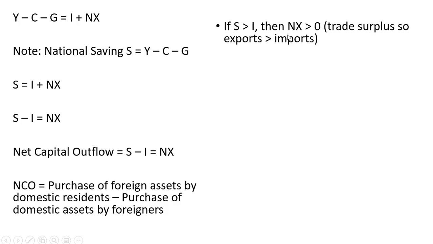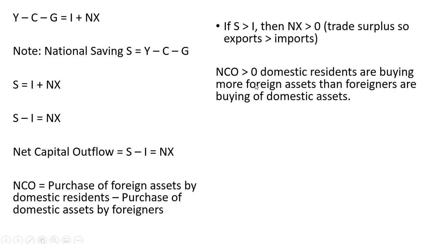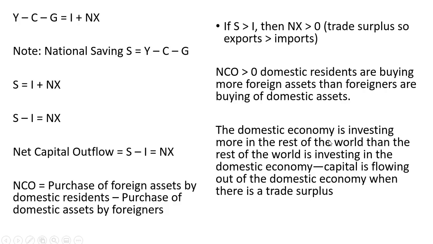If S is greater than I, that means net exports is positive, so there is a trade surplus: exports exceed imports. In this case, the net capital outflow will be positive. Domestic residents are buying more foreign assets than foreigners are buying of domestic assets. So the net capital outflow here is positive. The domestic economy is investing more in the rest of the world than the rest of the world is investing in the domestic economy. Capital is flowing out of the domestic economy when there is a trade surplus.